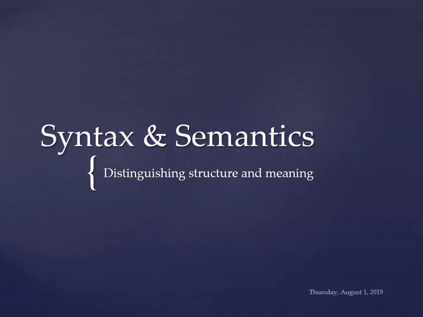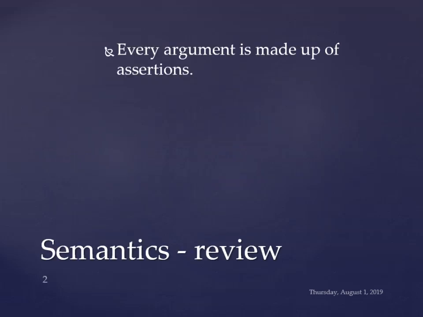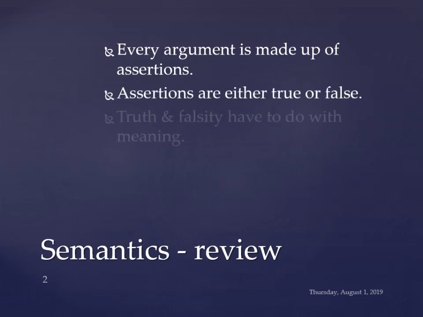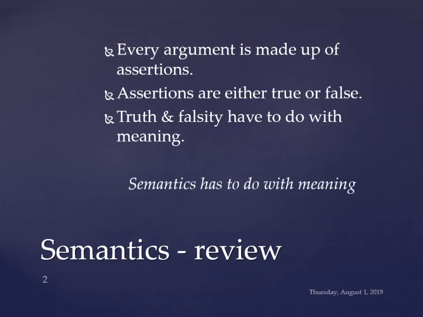So what we're going to do is further distinguish between structure and meaning. Just by way of review, what we talked about last time is that every argument is made up of assertions, right? Assertions, remember, are true or false, and truth and falsity have to do with meaning. So you should have in your mind, as you prepare for exams and quizzes, that semantics has to do with meaning, and meaning in this class at least has to do with truth and falsity.